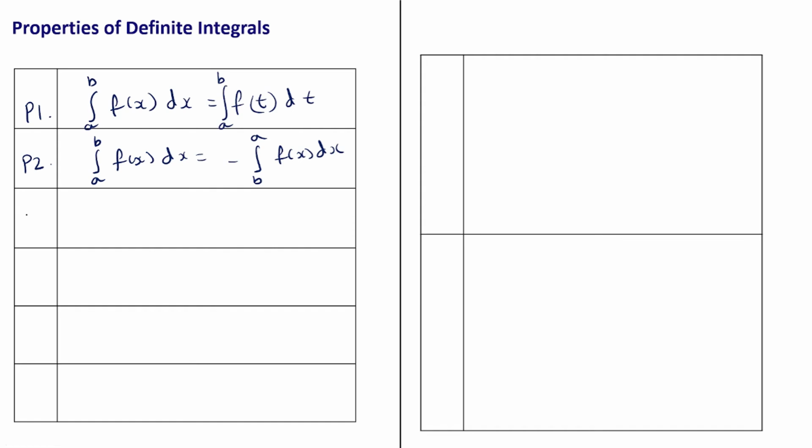Next, we have the third property: integral a to b f of x dx is equal to integral a to c f of x dx plus integral c to b f of x dx, where a is less than c less than b. So, if c is any point in the open interval a comma b, then integral a to b f of x dx is equal to integral a to c f of x dx plus integral c to b f of x dx.